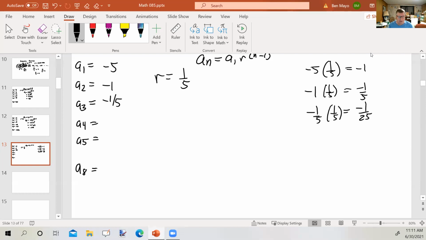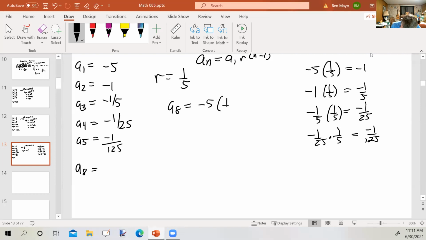Recall that when you multiply fractions together, you multiply the numerators together over multiplying the denominators together. And then a sub 5 is going to be -1/25 times 1/5, which is going to be -1/125. All right. Again, any questions so far? Okay. A sub 8 is going to be a sub 1 times r to the 8 minus 1 power, -5 times 1/5 to the 7th power.